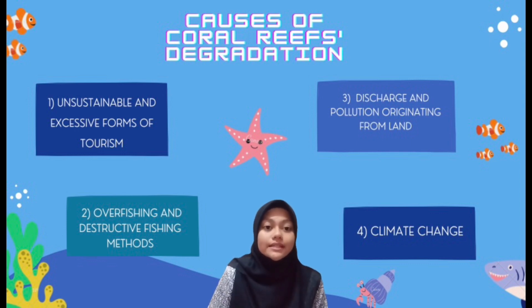The last factor is climate change. It is particularly the consequences of coral bleaching that poses a significant threat to coral reef's long-term survival. This makes the algae evacuated and the white coral skeleton may be seen through the translucent tissues of the coral. This causes the coral to appear bleached.